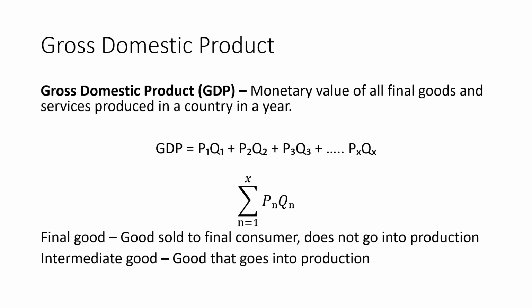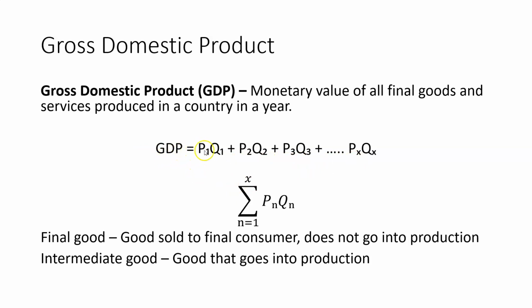The second important phrase in that definition is monetary value. We have to use monetary value because it's the only way we can add things up. How do you add an apple to an orange to a car tire to a baseball? You can't do it. There's just no way. So we add up the monetary values. And that's what we're seeing here in this equation.